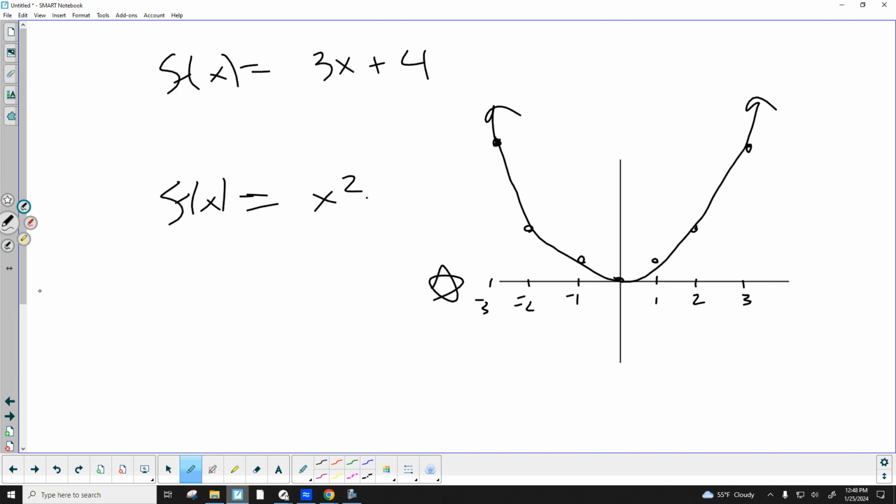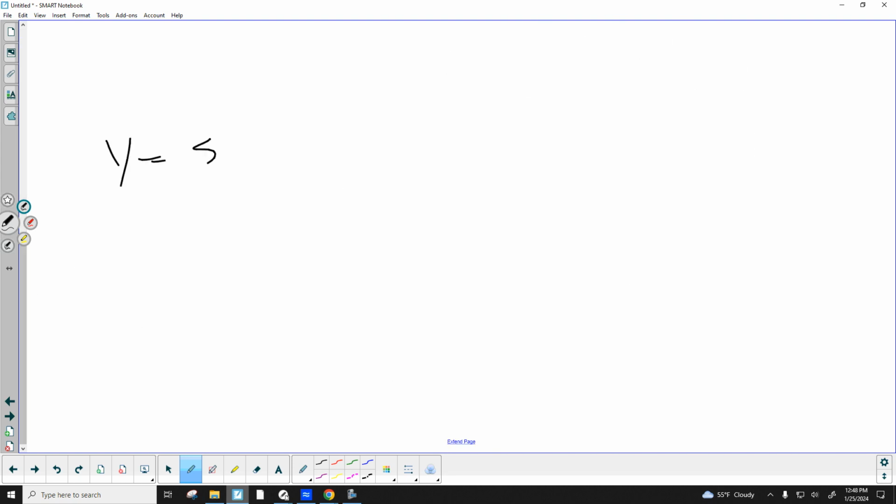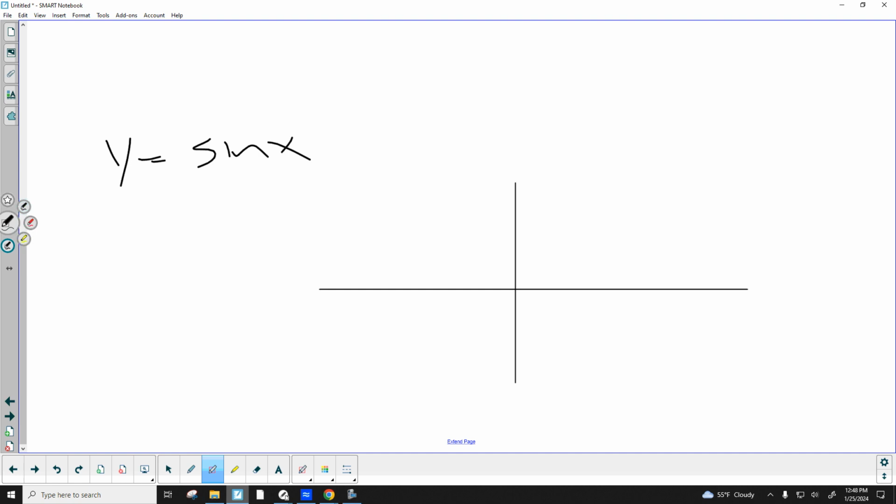We are about to graph y equals the sine of x and y equals cos x. And we are going to attempt to graph it like we would graph anything else.